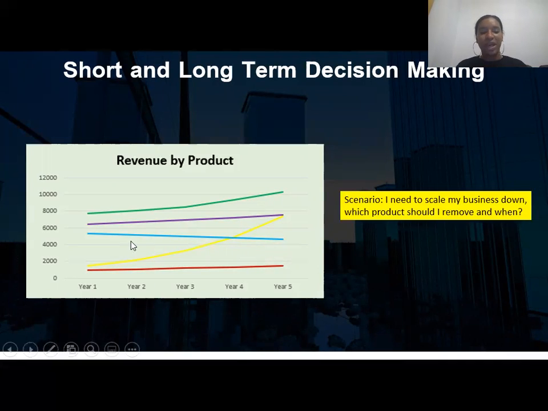But in terms of when, I'm not going to get rid of this one at any point, probably until year 4, when it really starts to decline and this product here is exceeding it in revenue. I don't need to get rid of it now. It's bringing money into my business. I'm not going to get rid of this one or this one right now. I might wait till about year 4 or even year 5 before I look to get rid of one of those products.